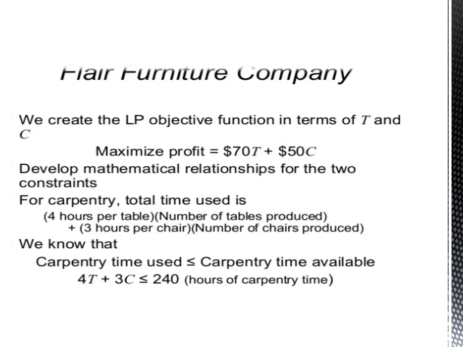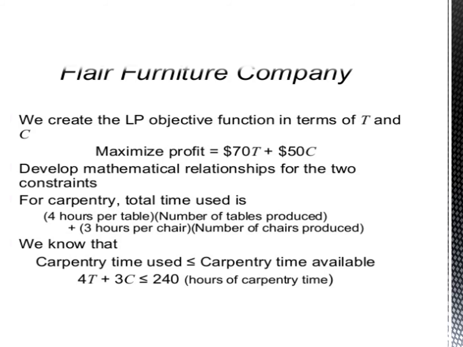We create the LP objective function in terms of T and C. Maximize profit: $70 T plus $50 C. Then we develop the mathematical relationship for the two constraints. For carpentry, total time used is 4 hours per table times the number of tables produced plus 3 hours per chair times the number of chairs produced.